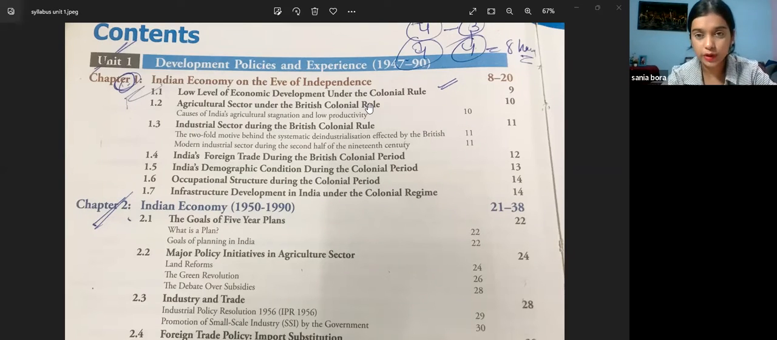Students, those who joined late, today we are going to start with our second book, which is Indian Economic Development. Your first unit is Development Policies and Experience and the Economic Reform. The first unit is divided into 3 chapters. Today we are going to start chapter 1, Indian Economy on the Eve of Independence. Write the highlighted points: first the unit, then chapter 1, then the name of the chapter, and then what we are going to study over here.